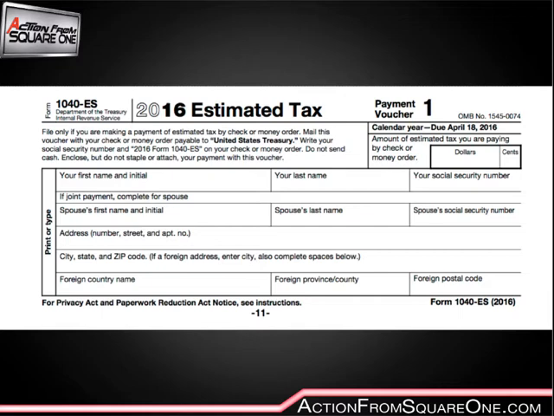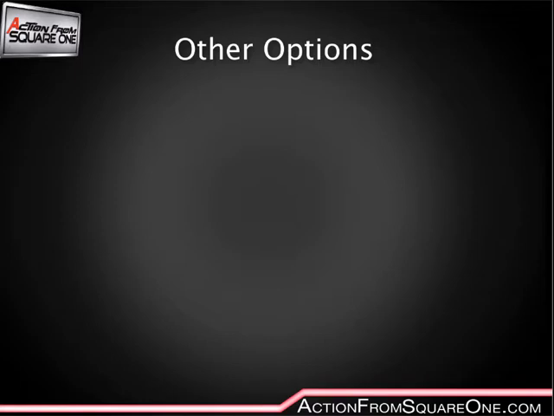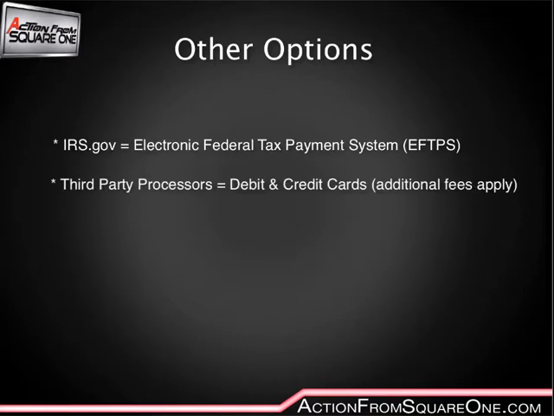Real easy to find. And of course, there's a lot of other methods. You don't necessarily have to always mail in. If you wanted to make payments, you can also do it directly on the IRS website. You can do debit card, credit card, or things of that nature. But this is probably the most common way people do so.